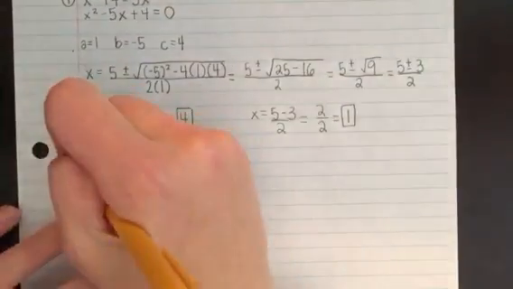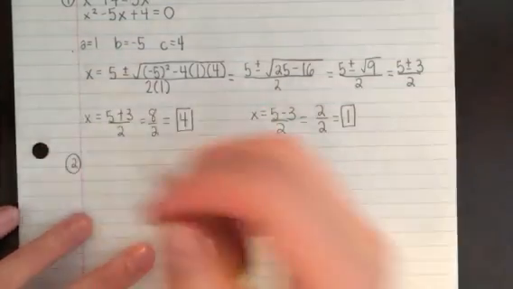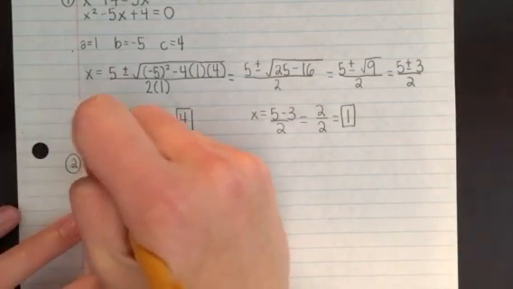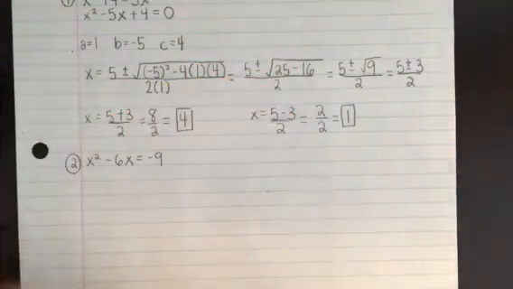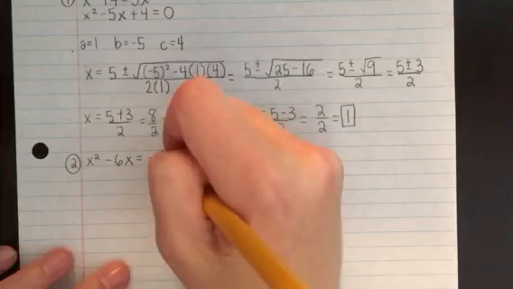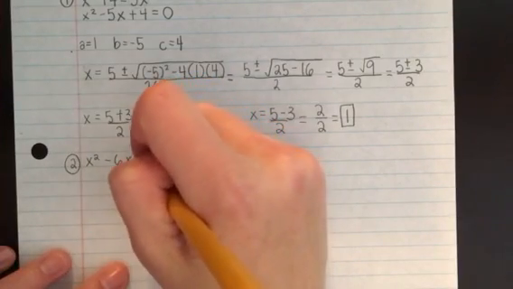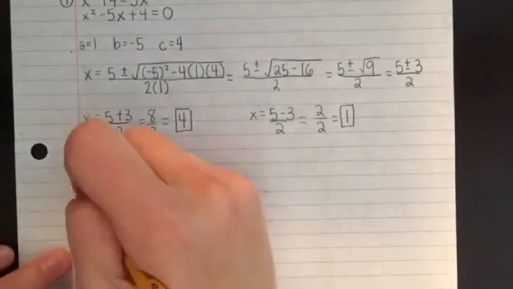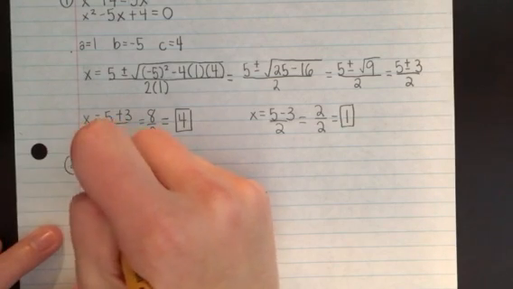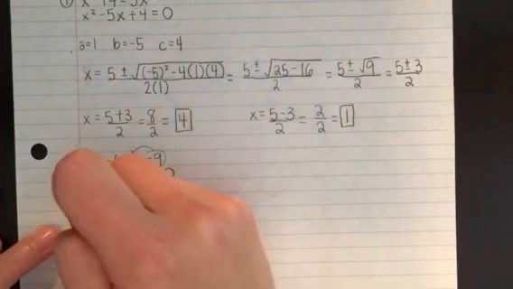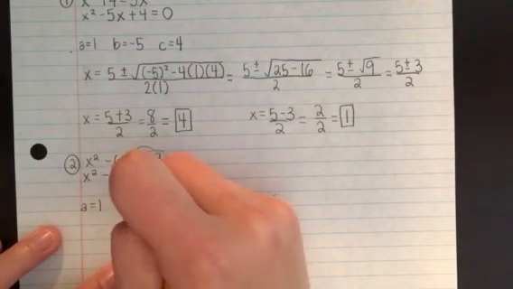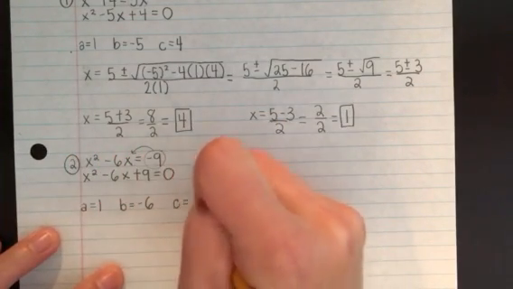Okay, let's do another. Number 2, x squared minus 6x equals negative 9. Again, it's not in standard form. Move over the negative 9. In this case, the number goes in the back. So it's going to look like x squared minus 6x plus 9 equals 0, where a is 1, b is negative 6, and c is 9.